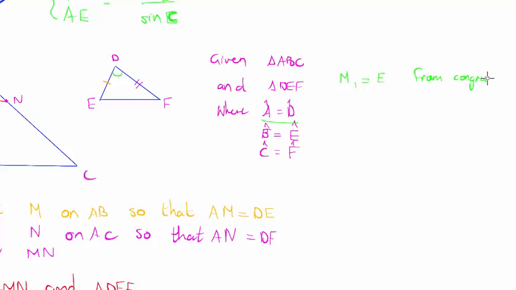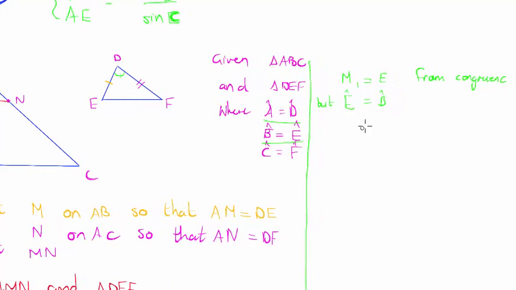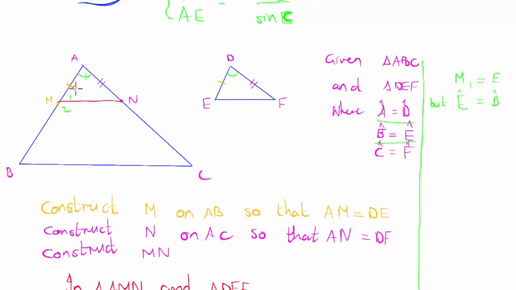So because I've proven that they are congruent, now, I also know that angle E is equal to angle B. Sorry, I've run out of space here at the bottom. Angle E is equal to angle B. Why is angle E equal to angle B? It was given. Okay. That means if this angle is equal to that angle and that angle is equal to this angle, can you see why it follows that M1 is equal to B?